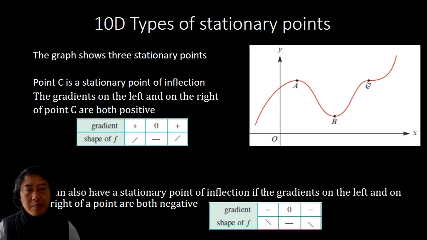With point C, if you notice, the gradient on the left and the right are the same sign, and the curve is still increasing on either side. That pattern can also be negative on both sides for the gradient, and the curve will be descending on either side. Those points are called stationary points of inflection. So what we looked at is three different types so far: local maximum, local minimum, and two types of stationary point of inflection.